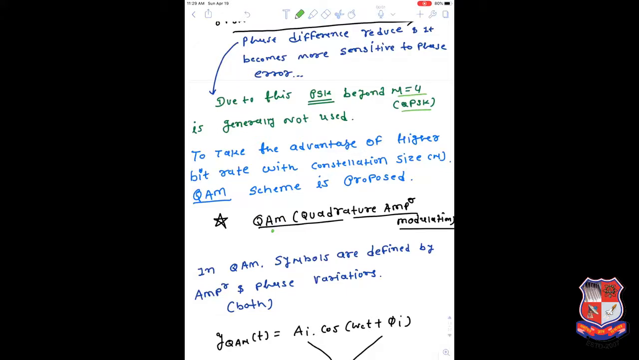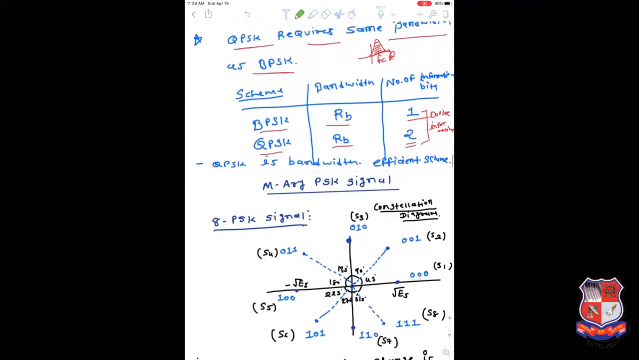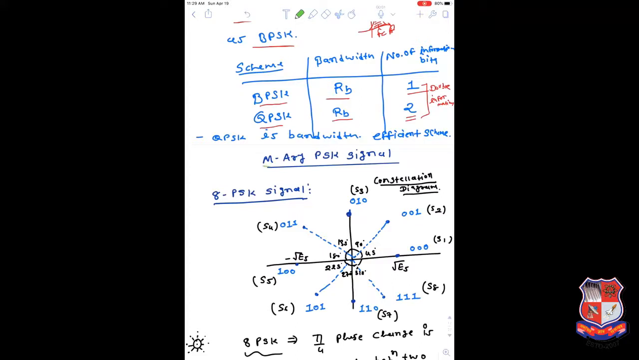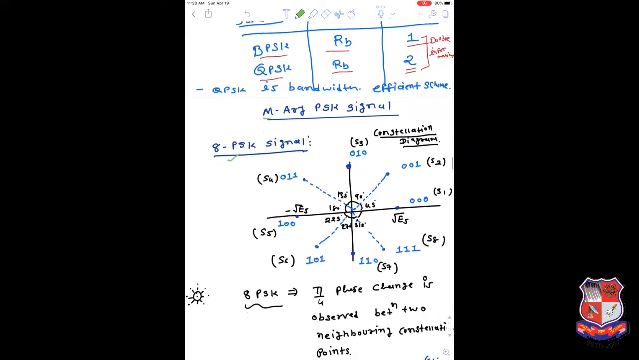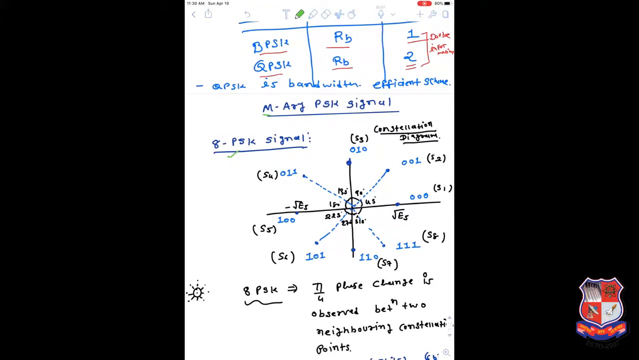The one disadvantage is if you go beyond M is equal to 4. In QPSK we have M is equal to 4, but if you take M is equal to 8, then it is known as 8 PSK. In 8 PSK we have a 3-bit combination, so there are 8 combinations in total. The S1 symbol, the first symbol, represents the bit combination 000, then 001 is the S2 symbol, and so on, and the S8 symbol, the last symbol, represents the bit combination 111. So here one symbol represents 3 bits. There are 8 combinations, so M is equal to 8, and based on these 8 combinations, the signal is known as the 8 PSK signal.